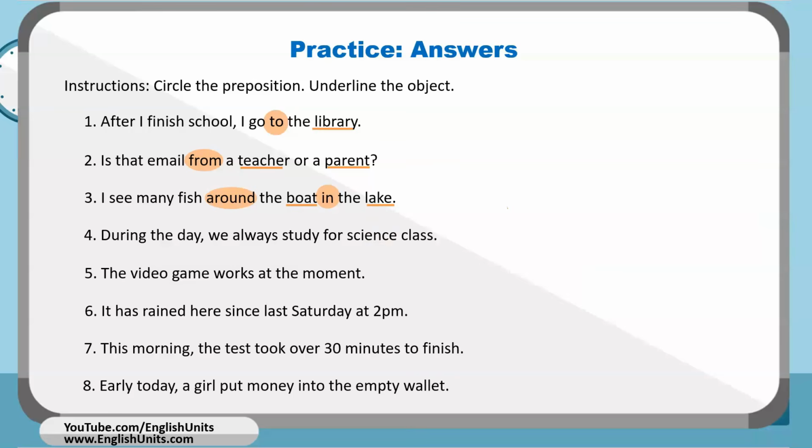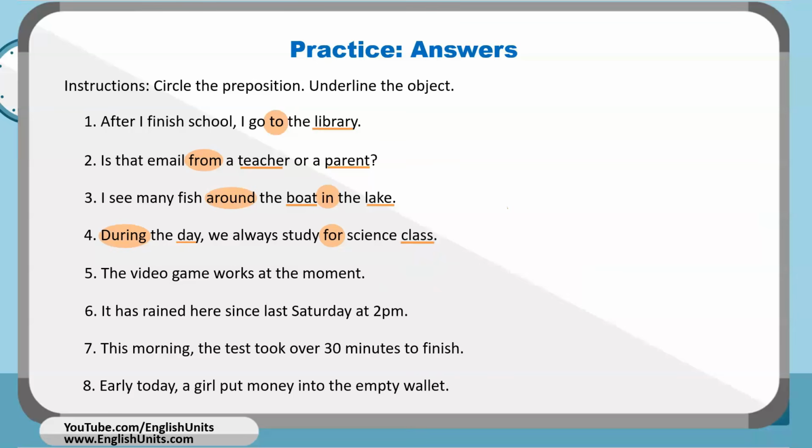Sentence 4. During the day, we always study for science class. This sentence has two prepositions. What are they? During and for. And what are the objects? The object of during is the noun day, and the object of for is the noun class.